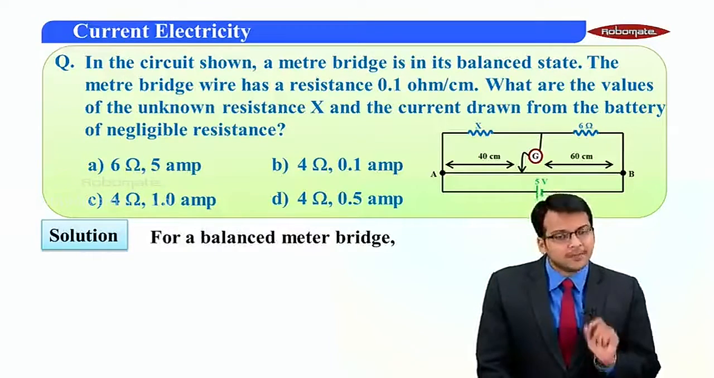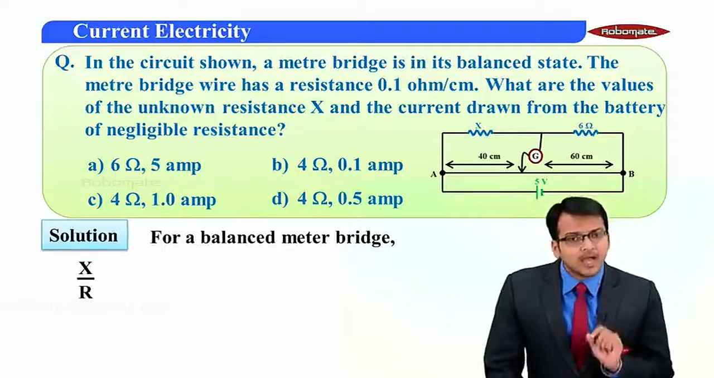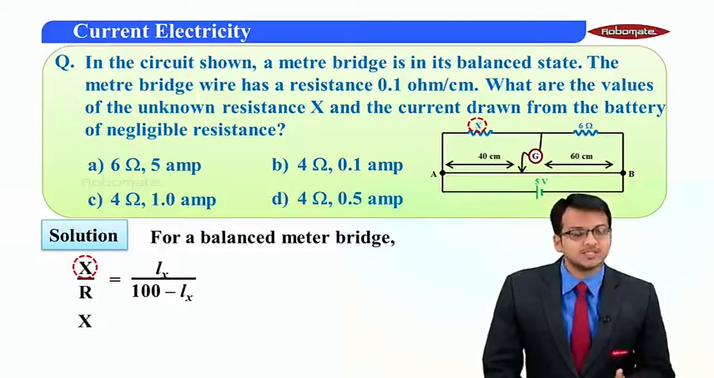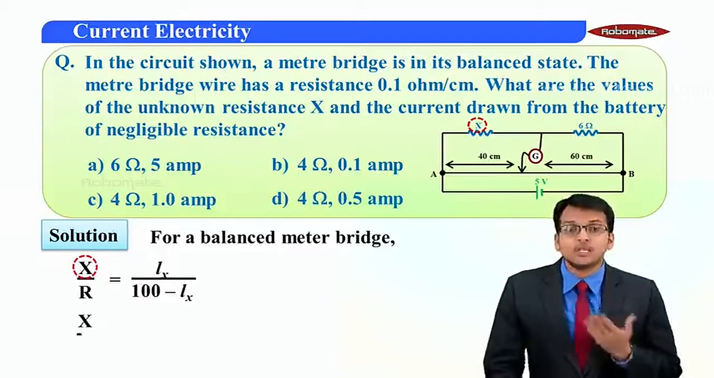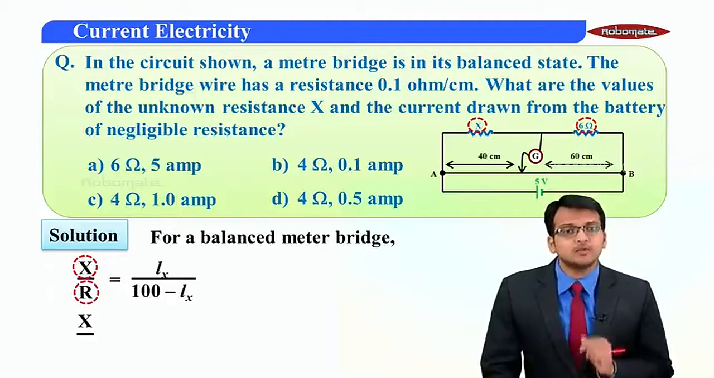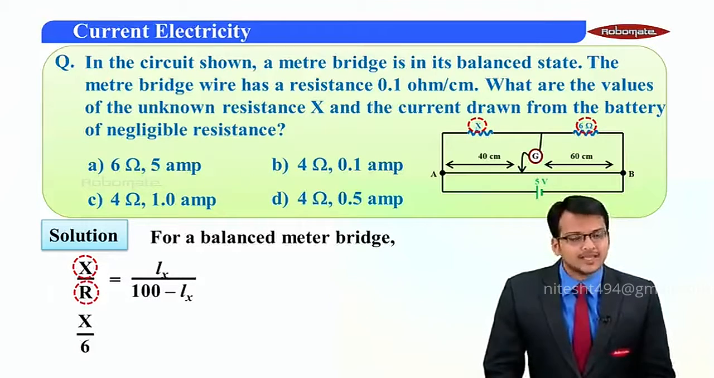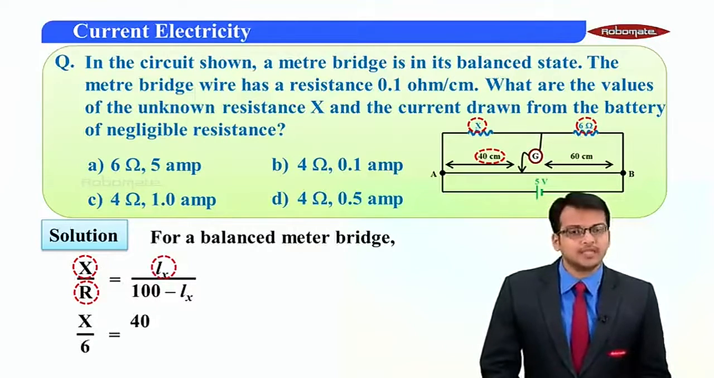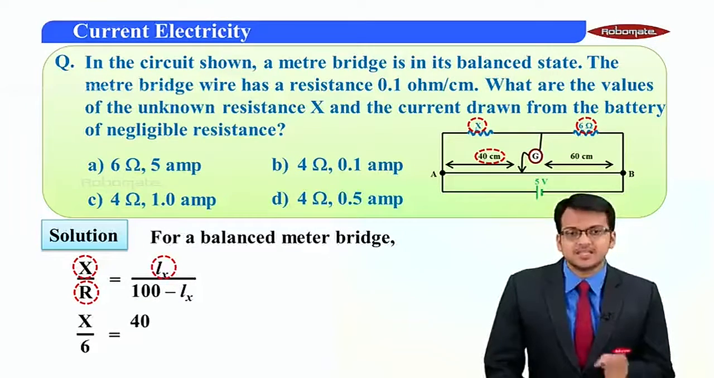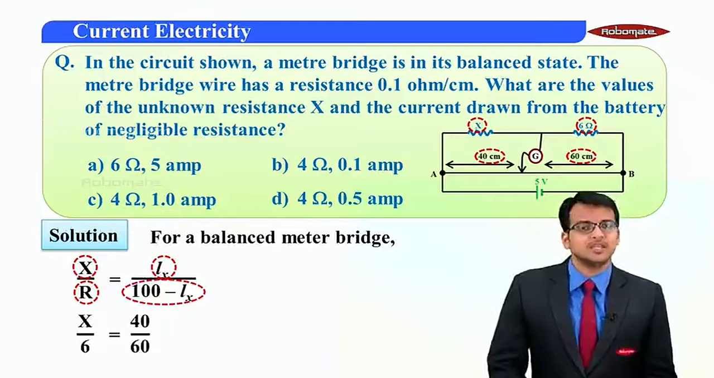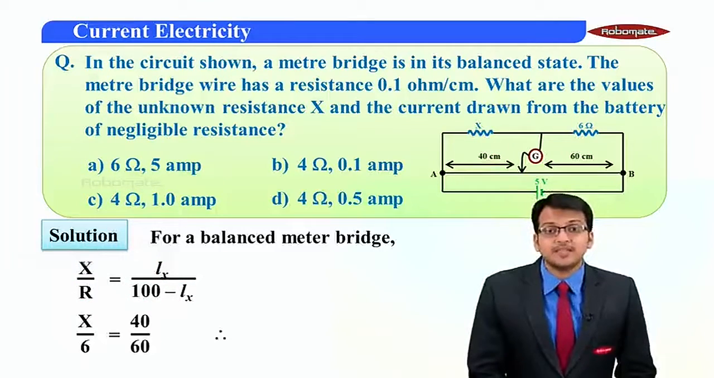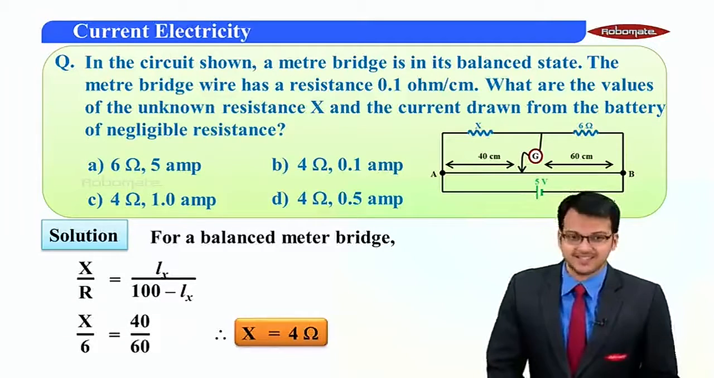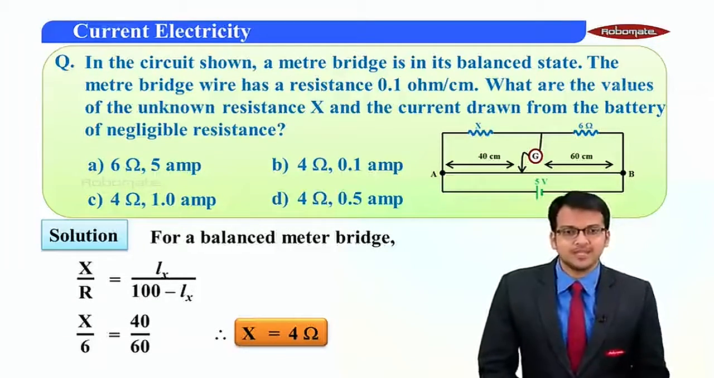We know that for a balanced meter bridge, x upon r should be equal to Lx upon 100 minus Lx. What is x, dear students? X is what I'm supposed to find. What is r? Yes, r is given as 6 ohms. What is Lx? Lx is nothing but the length measured from the left hand side, which comes out to be 40. And 100 minus Lx has to be 60 centimeters. Perfect. So I can find the value of x, which comes out to be 4 ohms. That's what I told you at the start. So option A is incorrect.